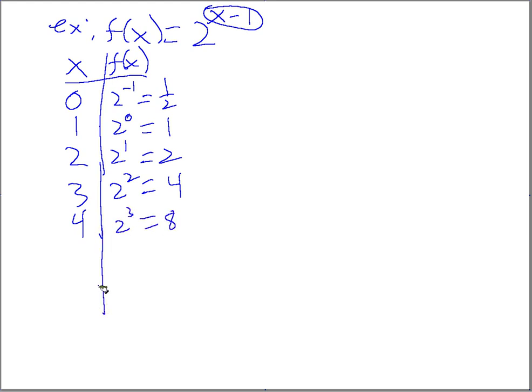Let's try some negative numbers. Negative 1 for x. Negative 1 minus 1, so that's 2 to the negative 2, or 1/4. You push the 2 down. What's 1 over 2 squared? You get the idea here. Negative 2 minus 1 is negative 3, so 2 to the negative 3. That's 1 over 2 cubed, which is 1/8. Again, the function remains above the x-axis, as you can see. The y values stay positive. Now, also compare this table with the last table we had. You see that the y-intercept, instead of (0, 1), now is (0, 1/2).